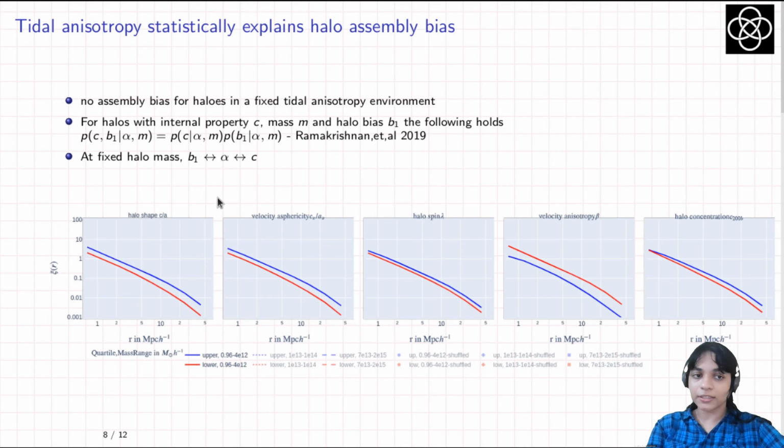Here we can check this by shuffling the halo properties among halos in narrow bins of tidal anisotropy. Such a shuffling preserves the correlation these halo properties have with tidal anisotropy. Then we take the sample and compare the 2-point correlation function previously obtained from the simulation with the shuffled sample. This is what has been shown here. The data markers are the shuffled sample, while the solid lines are the unshuffled sample.